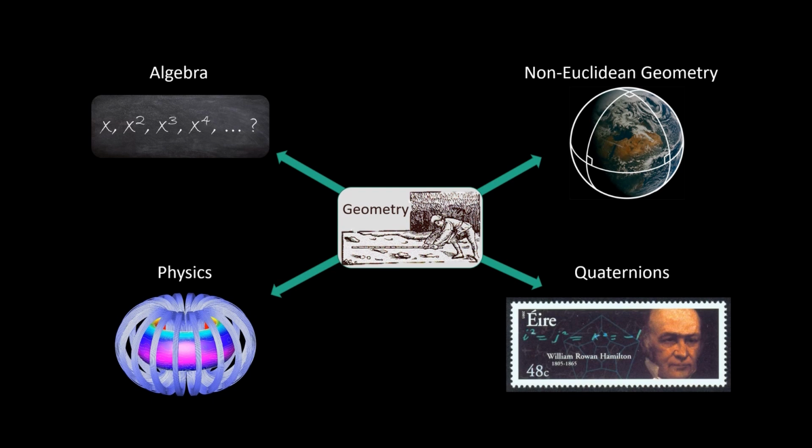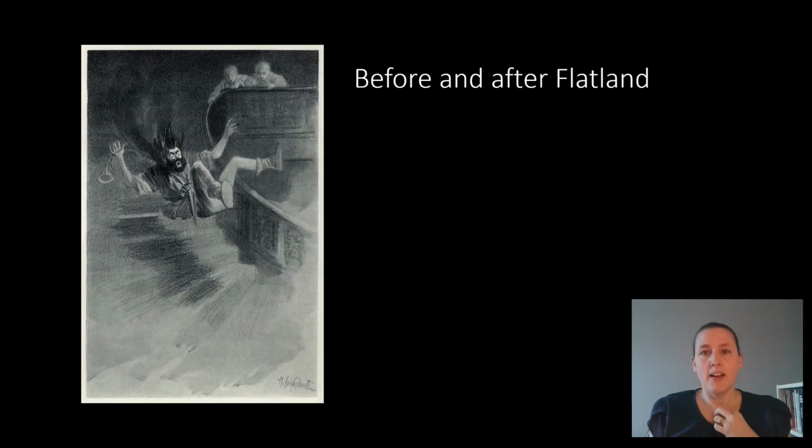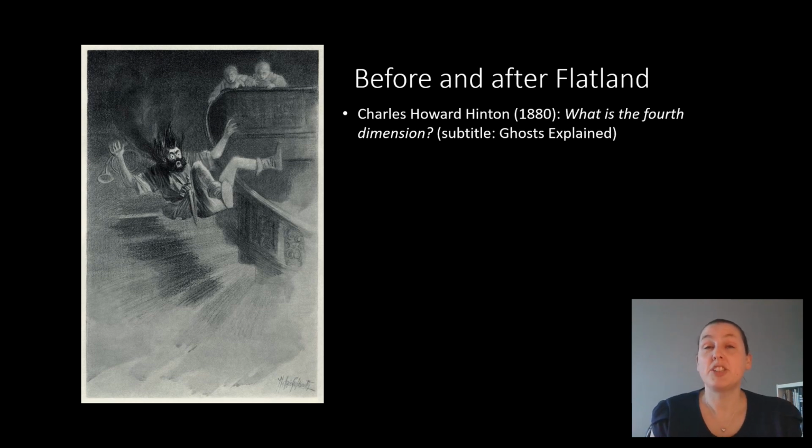So all of these things were happening and coalescing in the 19th century, and the 4th dimension became a big topic. Lots of other people were writing about the 4th dimension and higher dimensions, and it became, even in the public imagination, quite a popular thing. So you've got people like Charles Howard Hinton, who wrote a little pamphlet, What Is the 4th Dimension?, in the 1880s, just before Flatland came out.